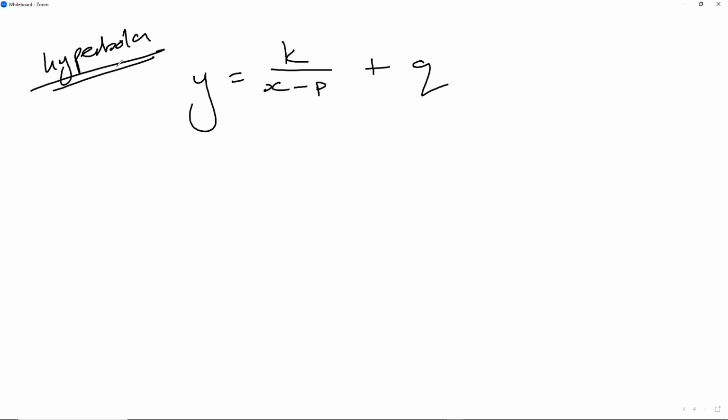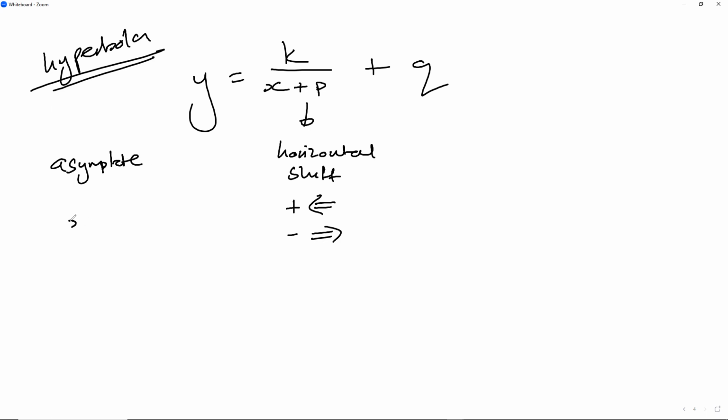And from here, what we have is the following. The p-value is your horizontal translation, your horizontal shift. If p is positive, then we're actually going left. And when p is negative, we're going to shift the whole graph. And what are we actually shifting? We're shifting the asymptote, and the asymptote is going to be x equals p.